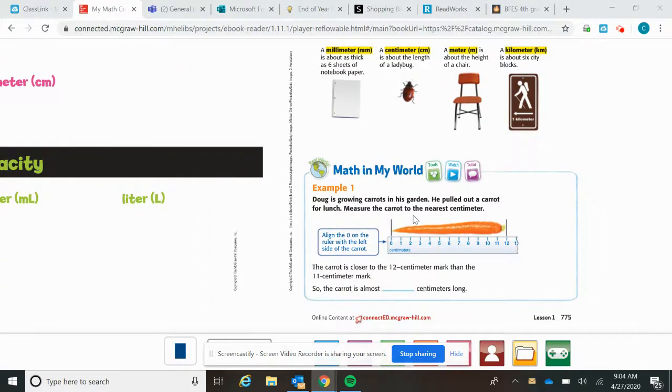All right, let's look at this real world example. I love these because I think they're so helpful to us. It says, Doug is growing carrots in his garden. He pulled out a carrot for lunch. Measure the carrot to the nearest centimeter. So first off, he would take his carrot and make sure that it started on 0, just like you would do with a ruler with inches. And then he's going to see how long it is here. The carrot, with this little stem, is closer to the 12 centimeter mark than the 11 centimeter mark. So the carrot is almost 12 centimeters long.